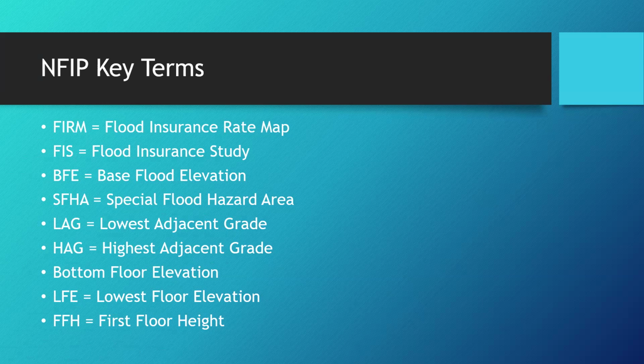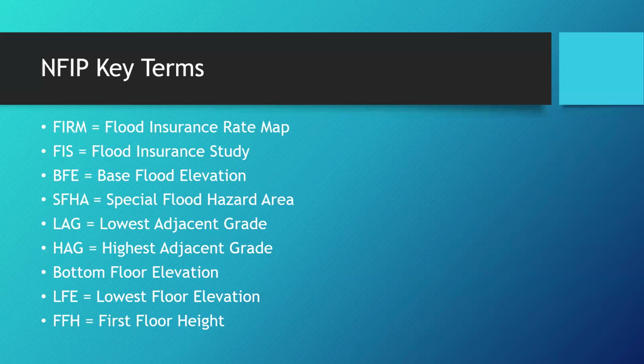We have the special flood hazard area, so those are the areas within the 100-year floodplain or the 1% annual chance floodplain. The lowest adjacent grade, so that is the ground that is touching a structure at its lowest point. And that's an important number. And then the highest adjacent grade is the same thing, but where the ground touches the foundation at the highest point.